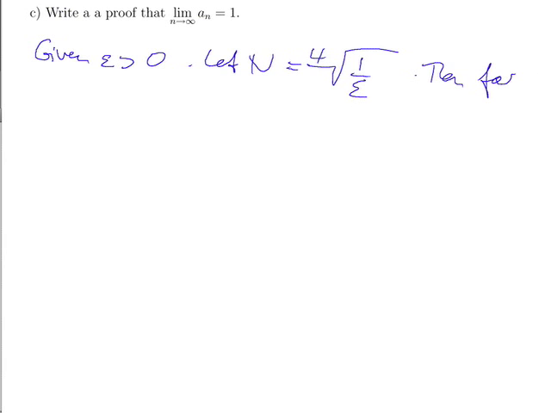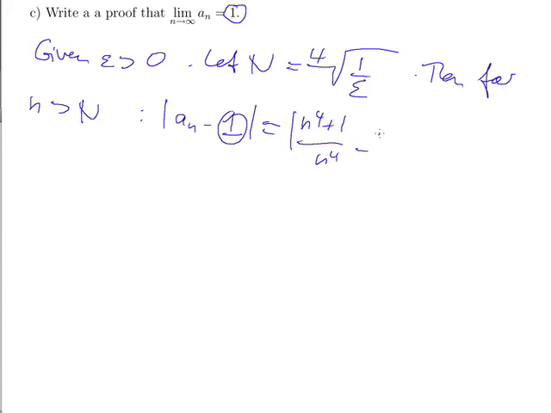Then for any little n which is greater than big N, we get that a_n minus 1, the 1 here, because we claim limit 1, this is equal to, okay, now we basically duplicate the calculation from above. This is n to the 4 plus 1 divided by n to the 4 minus 1, which by the same argument as above is 1 over n to the 4.